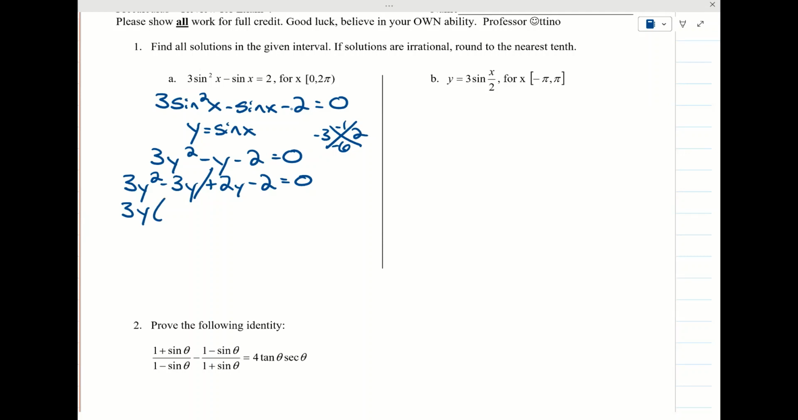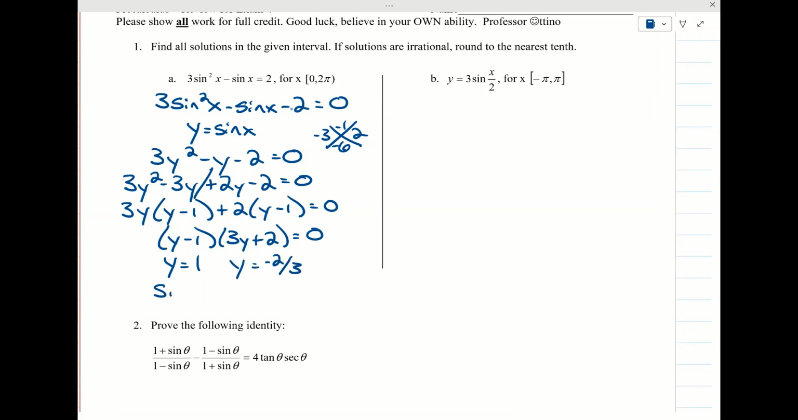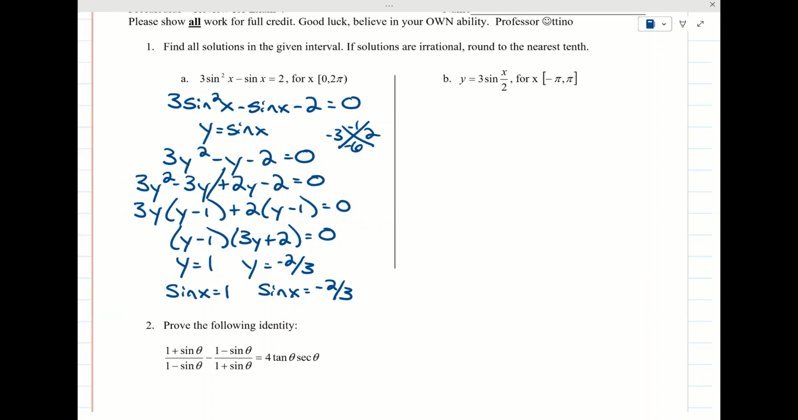Factoring, you get y minus 1 and 3y plus 2. Now, if we set those equal to 0, we get y is 1 and y is -2/3. But remember, that's what sine of x is equal to. So at this point, I'm running a little low on space, but let's see if we could figure this out.